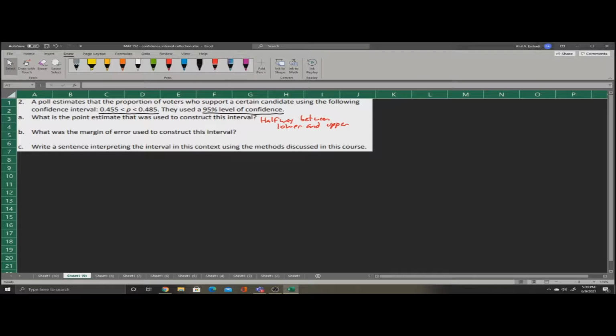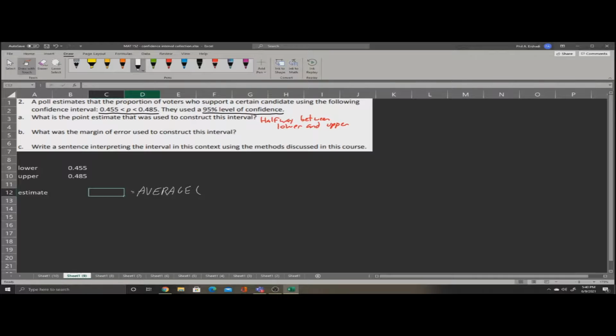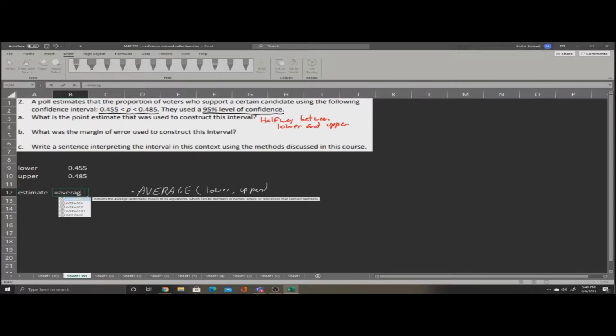So first, let's enter the information we know into Excel. The lower bound is 0.455 and the upper bound is 0.485. To get our estimate, we can use the average function to find the value that's exactly halfway between them. Just place the lower and the upper inside. We'll say equals average and simply select the two numbers above. This gives us an estimate of 0.47.